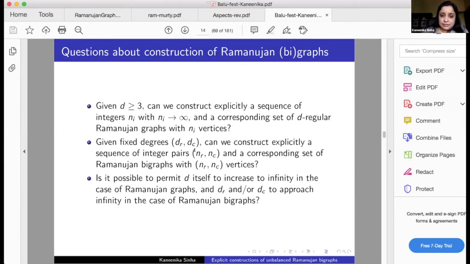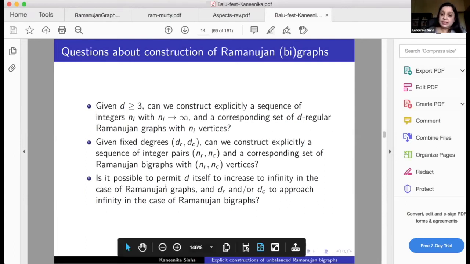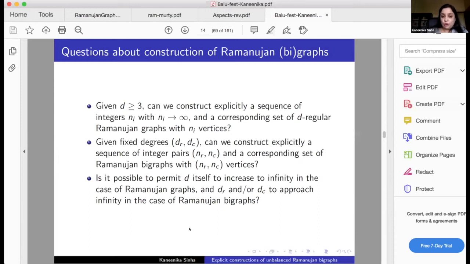Now, in the previous two questions, we were fixing the degree. Now we ask a slightly different question. Is it possible to permit d itself, or dr and dc more generally, to increase to infinity in the case of Ramanujan graphs or Ramanujan bigraphs as nr and nc keep increasing?